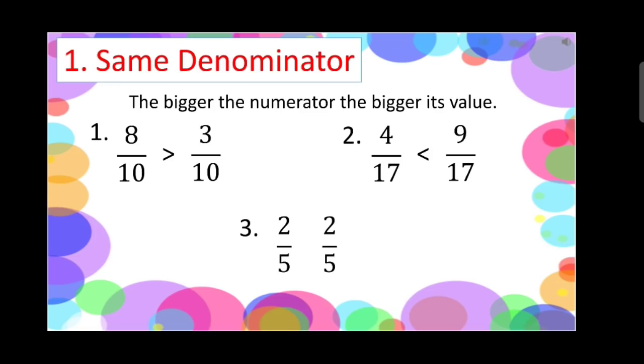Another one. So, we have 2/5 and 2/5. Parehas sila. Nakita nyo, parehas na numerator, parehas din ng denominator. So, ibig sabihin, same sila ng value. So, we conclude that 2/5 is equal to 2/5. So, yan po yung sa same denominator.